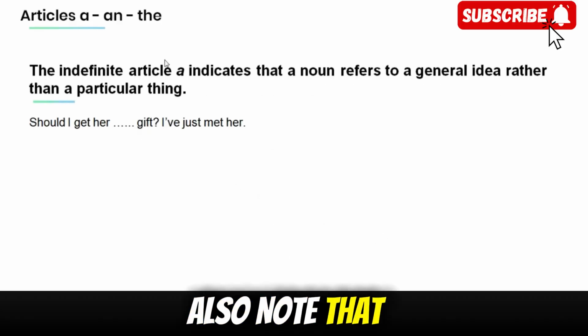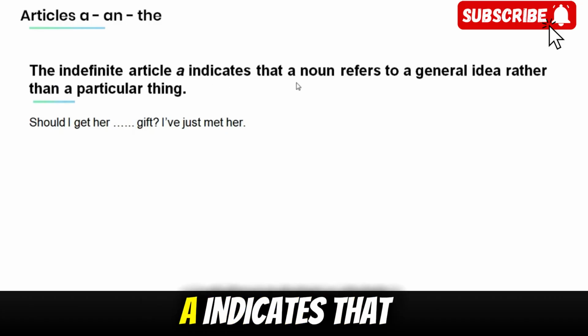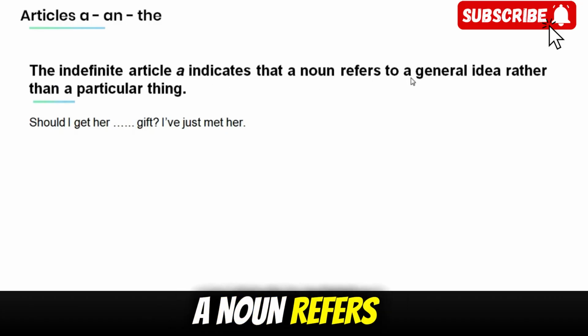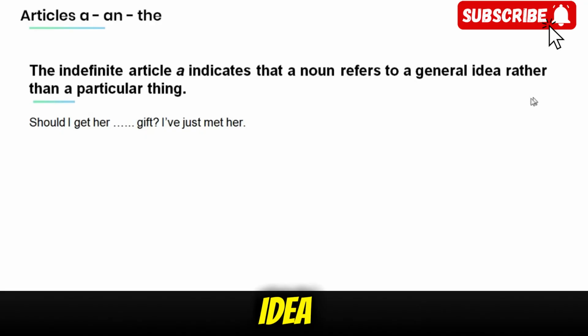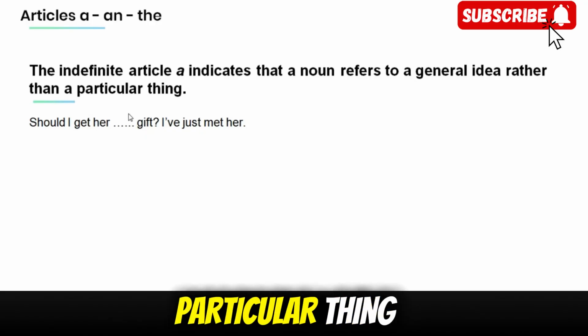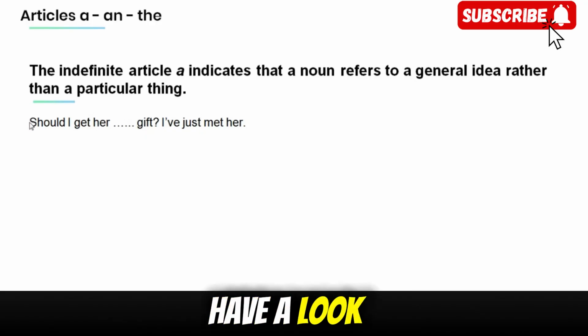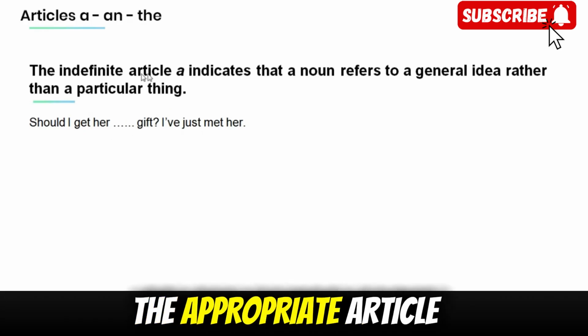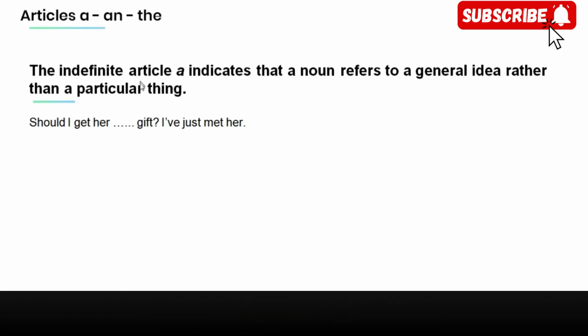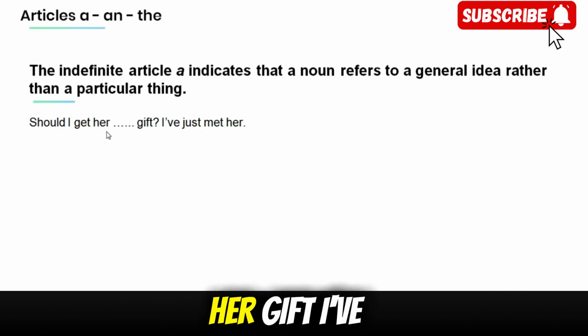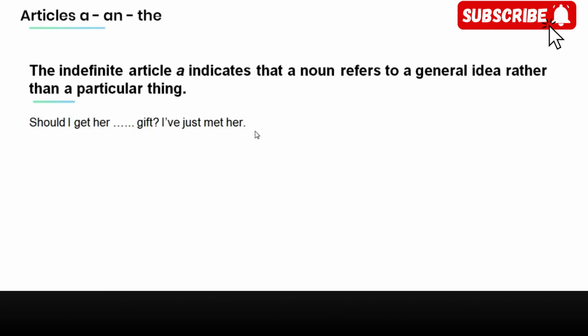Also note that the indefinite article a indicates that a noun refers to a general idea rather than a particular thing. Have a look at the sentence below and fill in the gap using the appropriate article. Should I get her gift? I've just met her. Should I get her a gift?